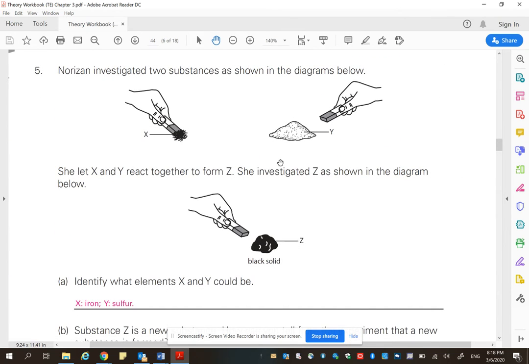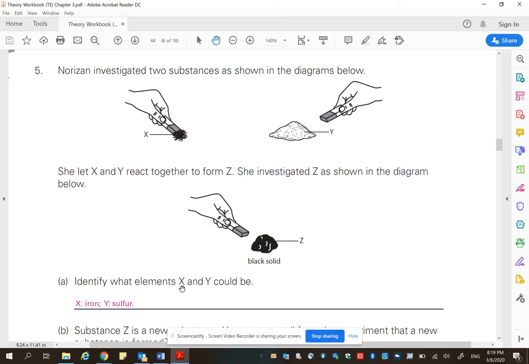This is something we learned in the lab. I have this X and this Y. This one cannot be attracted by the magnet. This one can be attracted by the magnet. So this one is a magnetic material, and this one is a non-magnetic material. When the two of them react together with fire, I get flame and heat. They combine and give me a black solid. And this black solid cannot be attracted by the magnet. Can you see?